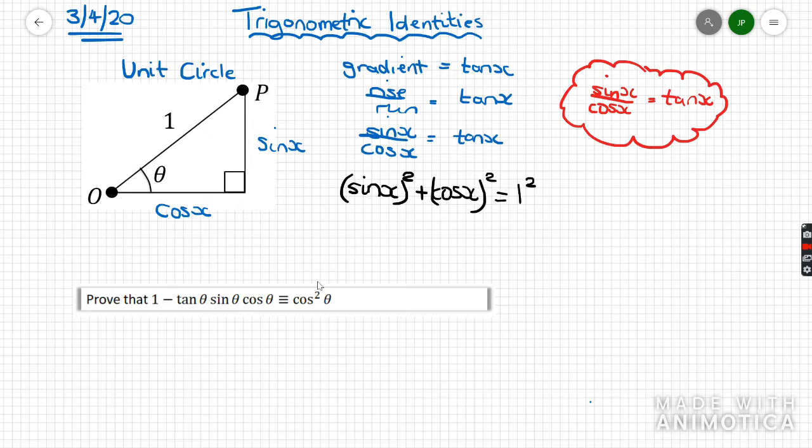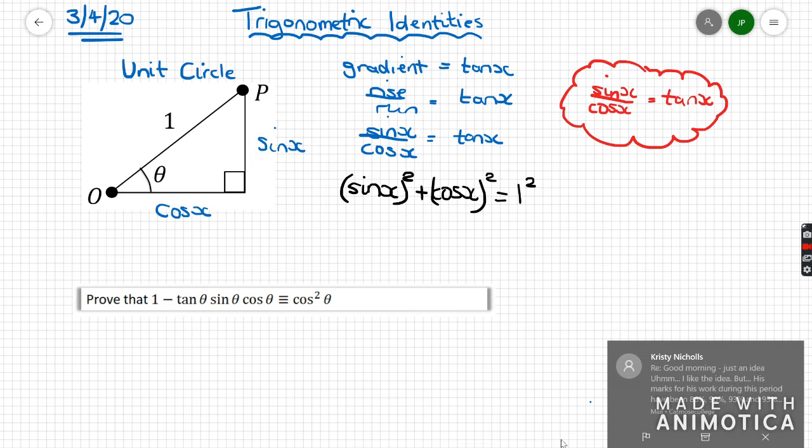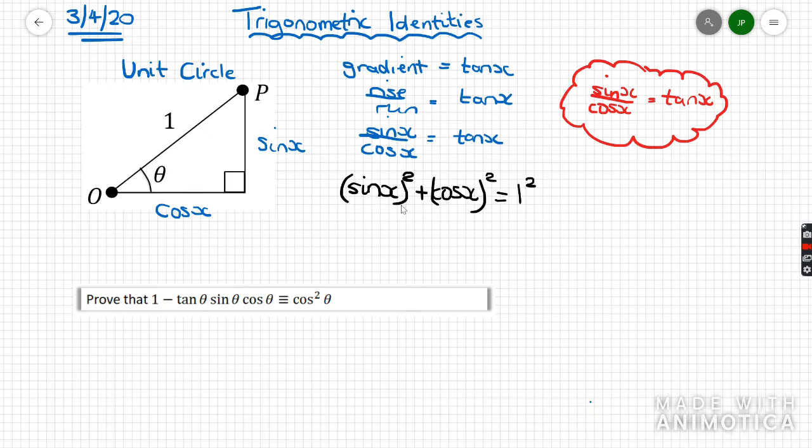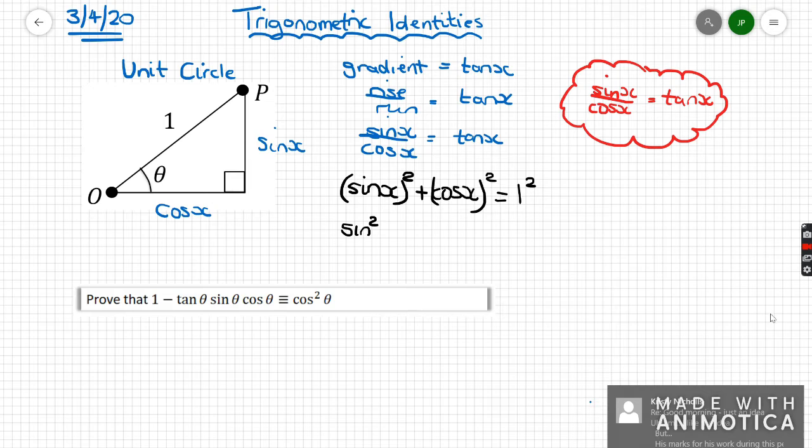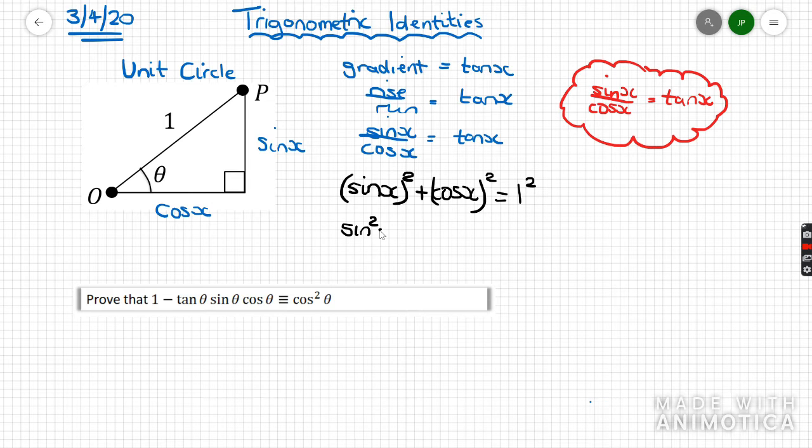Now if I just tidy this up a little bit, sine x squared we actually tend to write as sine squared x. It means the same thing. And we do the same with cos x squared, so that's going to become cos squared x. And finally, 1 squared is 1. So the second identity that I need you to remember, only 2 this year, we will come across more next year, is sine squared x plus cos squared x will always equal 1.